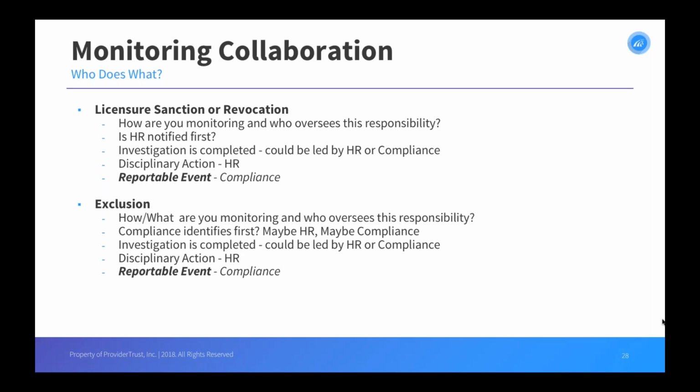So as you're looking at that and figuring out, are we collaborating? Am I doing it? Are you doing it? Ask yourself, who's going to own that? Who's going to oversee the responsibility? Typically, is HR notified first? When does compliance find out about that? Is the investigation completed? Is that led by HR or compliance? Disciplinary action is usually managed by HR, but compliance will want to know, just to make sure that it's being done consistently. If it's a reportable event, that will fall in the compliance arena. So all sorts of opportunities in the license, sanction, and revocation process to collaborate.